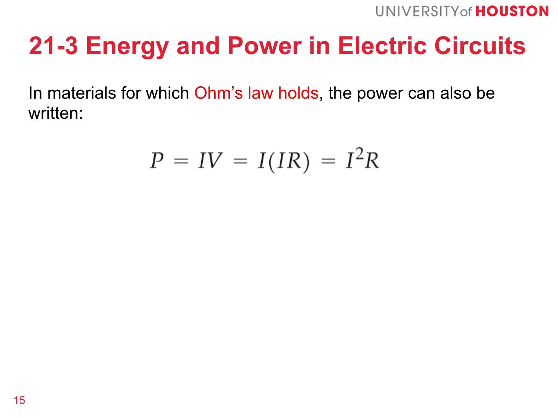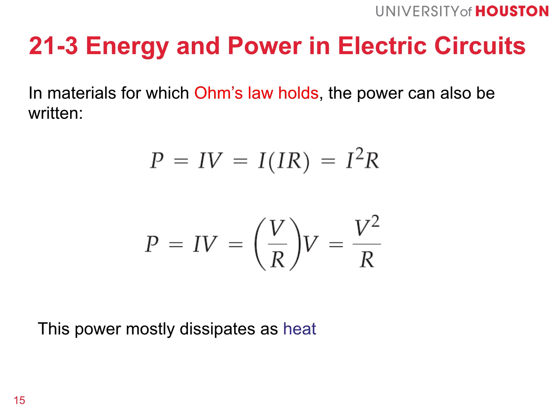We can also do the same for the current in P equals IV. We can substitute this for the voltage over the resistance, and this gives us a power that's equal to the voltage squared over the resistance. The power in electric circuits mostly dissipates as heat when one has something that provides resistance.